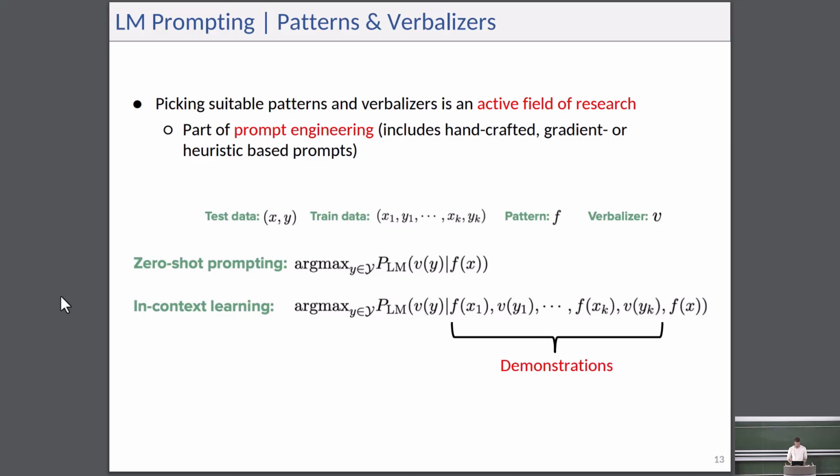So as you see here, the verbalizer is what's applied to the output, and the pattern is what's applied to the input. Pretty much zero-shot prompting will look at the max, so among the labels that you care about, the argmax of y, so basically the label in your label set that's predicted by the language model depending on the input. And of course, we always take the patterned and the verbalized version of it.